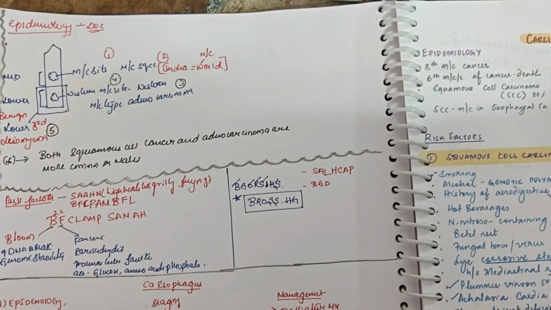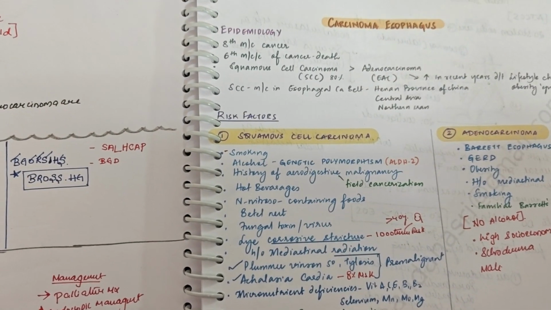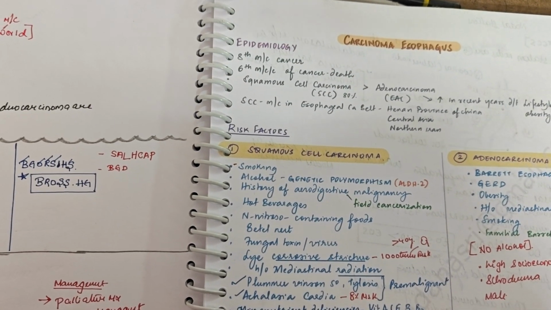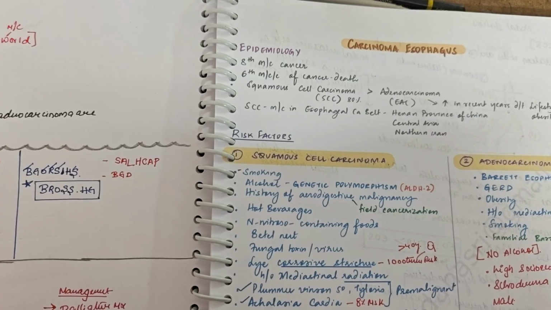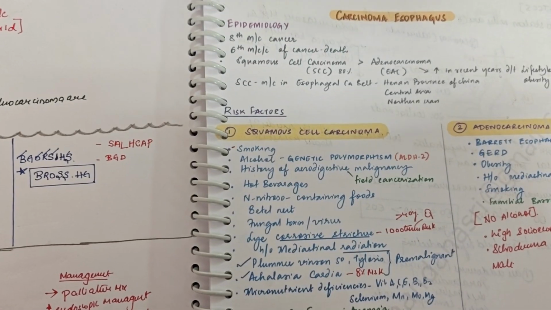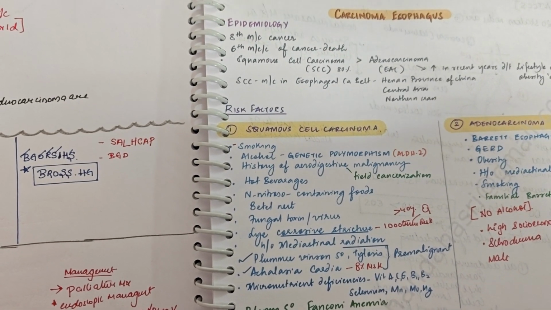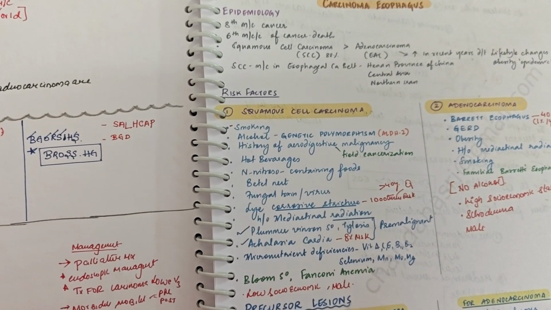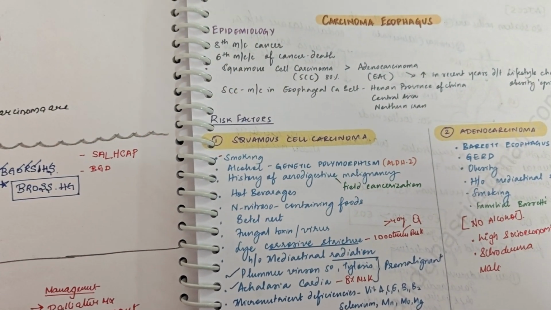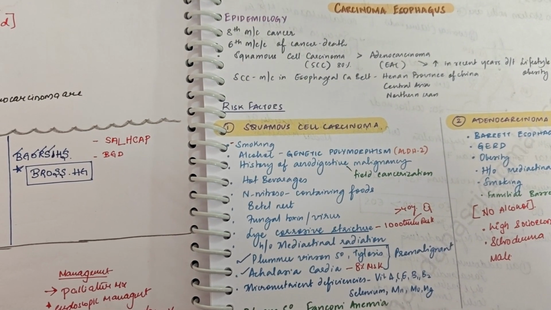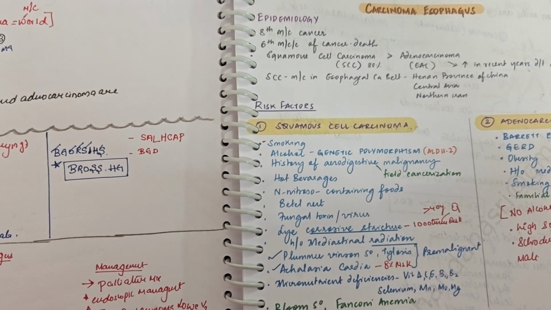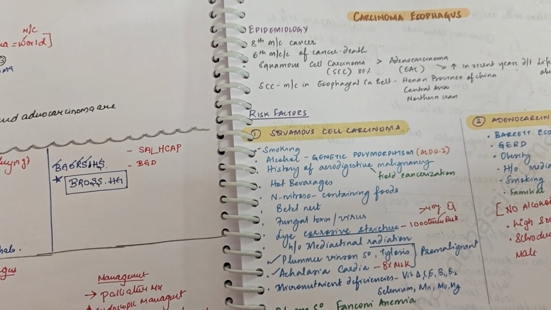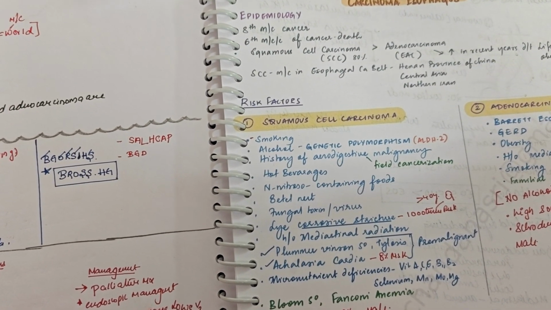So those are the basic points which we need to discuss. One is the eighth most common cancer and sixth most common cause of cancer death. Squamous cell carcinoma is more common than adenocarcinoma. Then, which I have already discussed, squamous cell carcinoma is most common in the esophageal CA belt, that is the Himalayan province of China, Central Asia, Northern Iran. That's the brief epidemiology of CA esophagus.